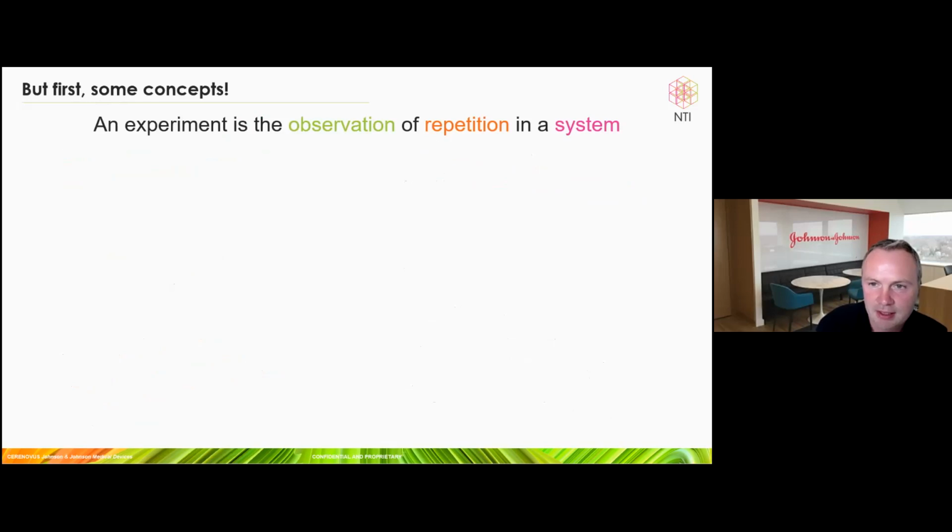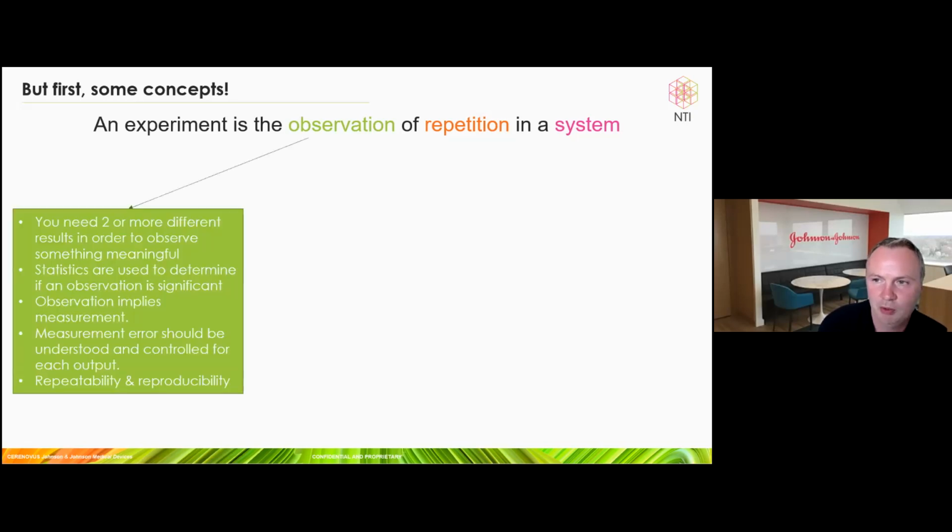So first of all, it's an observation of repetition in the system at a basic level. You can't say you have an observation unless you have shown that you can repeat it. And you need to describe the system that the experiment is exploring. Okay, so what that means is for an observation, you need two or more different results. Use statistics to determine the significance of those results.